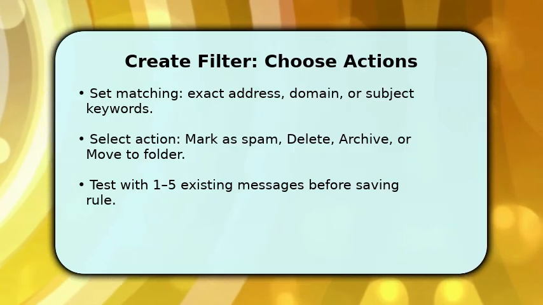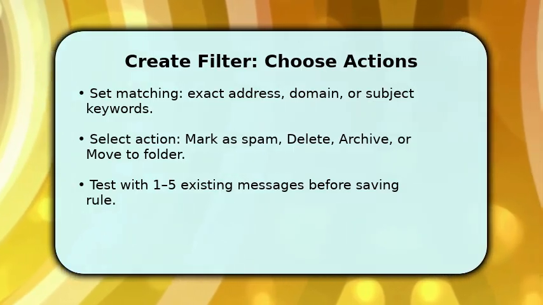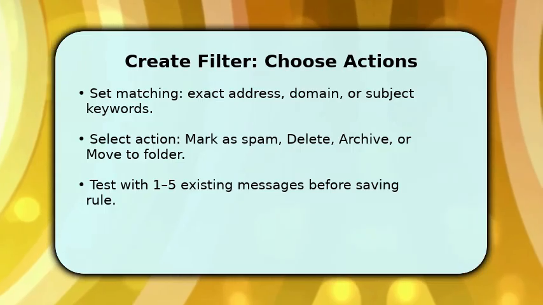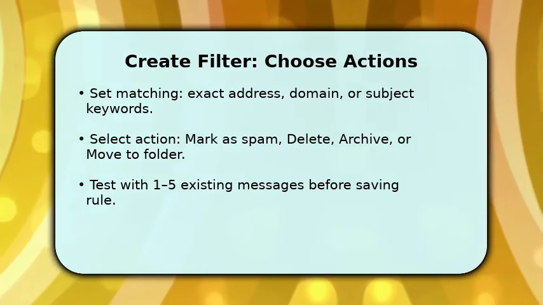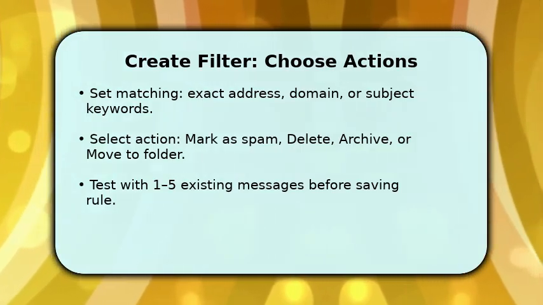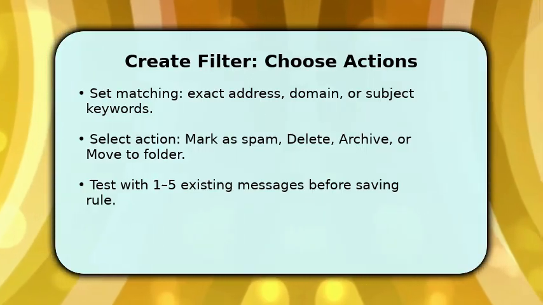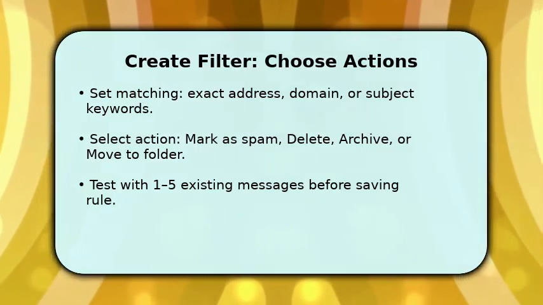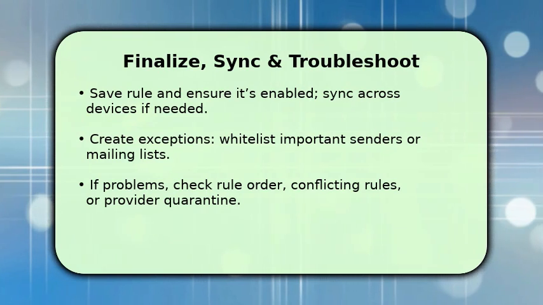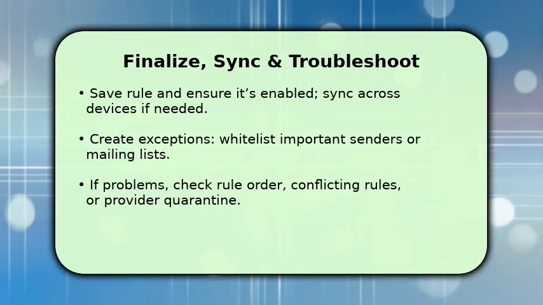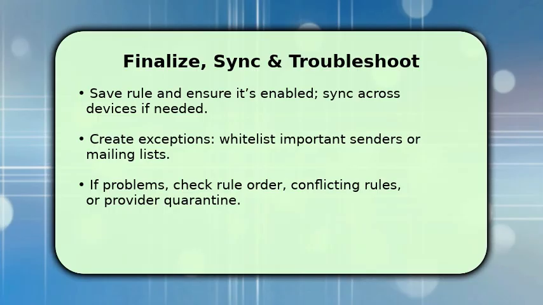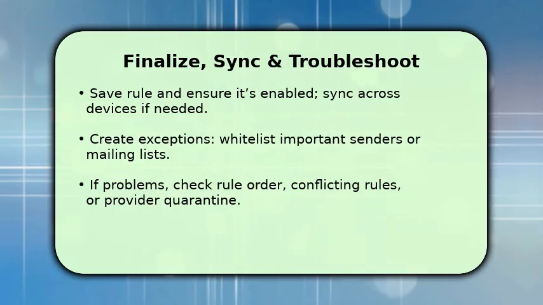Now run the filter against a small batch of messages to confirm it only affects intended emails. If it triggers too widely, refine the criteria. Remove broad keywords, save and enable the filter, then make sure your account syncs so mobile and desktop obey the same rules. If you still get messages, add important addresses to an approved senders list to prevent false positives.